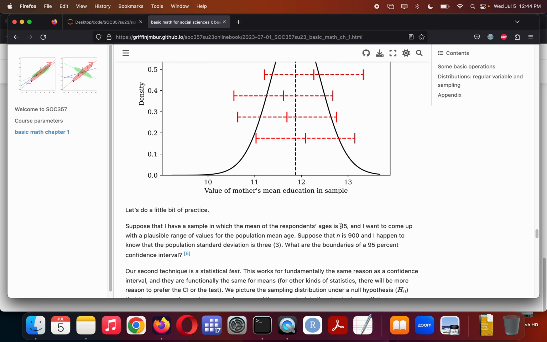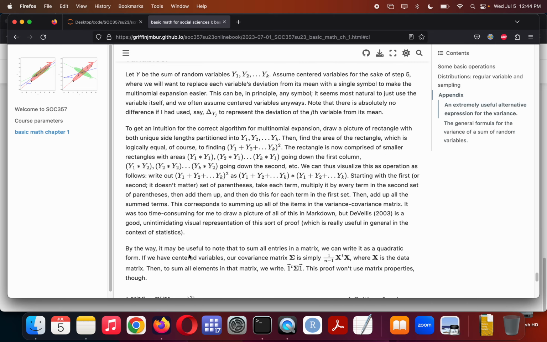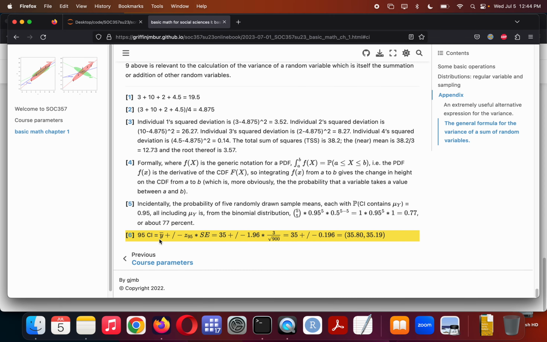So what we would do here, we can skip down to the answer and I'll show you, is we first write our sample, we can write out the formula first if you want. So we write out our sample mean first, and then we add and subtract the number of standard deviations that include 95% of the area under the curve, which is 1.96, times the population standard deviation 3 over the root of the sample size. Sample size is 900, the root of it is 30, so 3 over 30 is 0.1, and 0.1 times 1.96 is 0.196. So then we just do arithmetic.